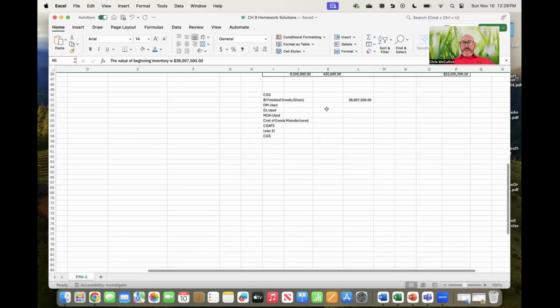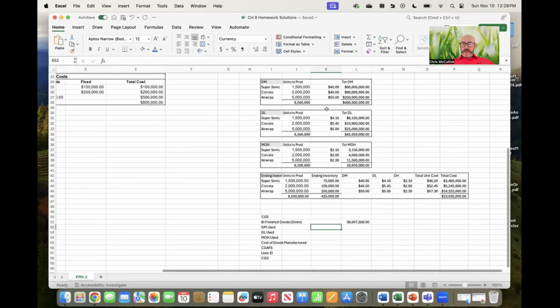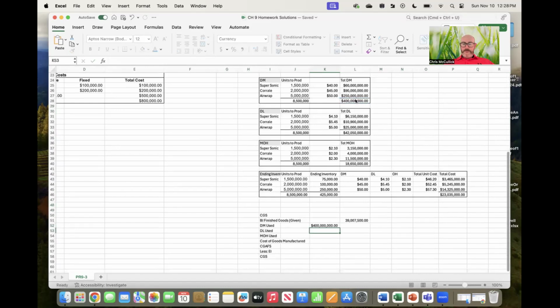Okay, next piece we're going to do is direct materials used. So I'm just going to link this to the schedules we already calculated here, link it to here, link it to here. And these are just pulling the numbers that we've already calculated. Okay, total cost of goods manufactured is the summation of each one of those three components: direct materials, direct labor, manufacturing overhead. So we'll add all those up. Here's our total cost of goods manufactured.